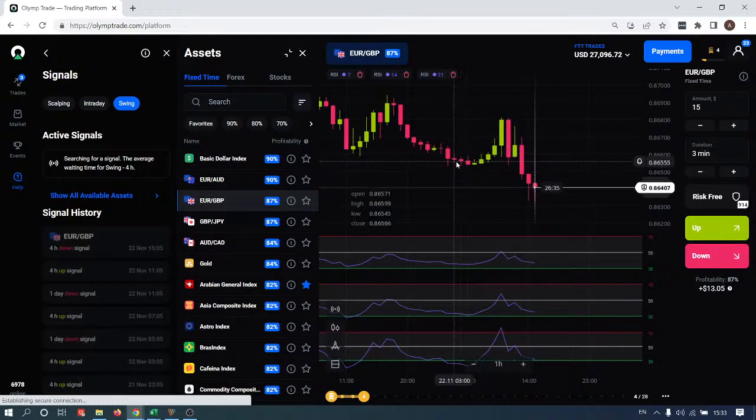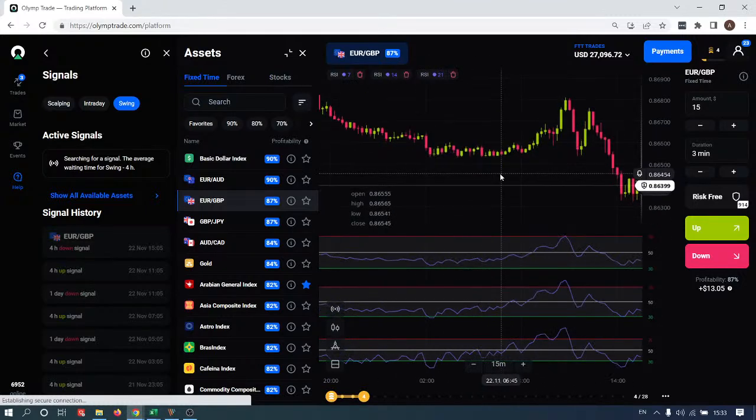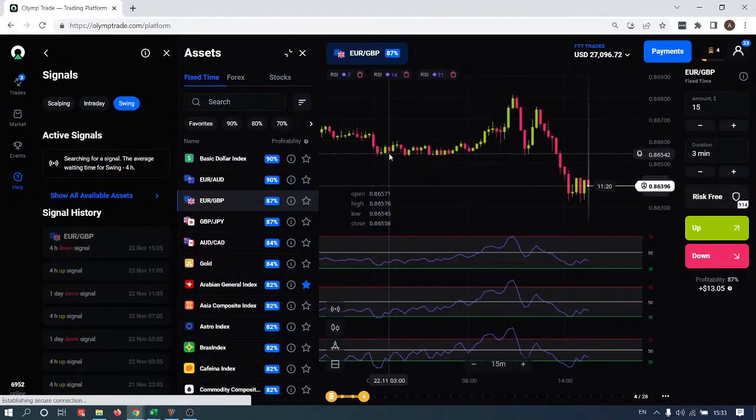Okay, so 3:05. Let's see, 1, 2, 3, 4. So it probably closed somewhere here. So that probably was a profitable signal. Or you can switch to 15-minute time frame, and then we can know exactly. So 3:05, and then the signal somewhere here, I guess. It's this low volatility time during the night hours.